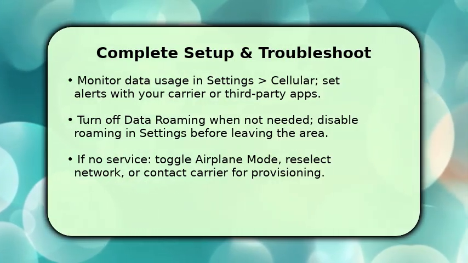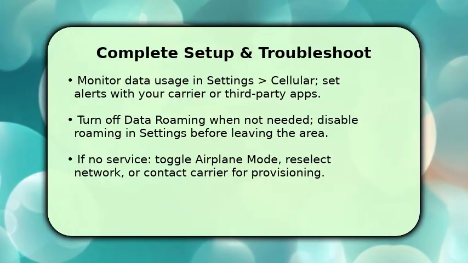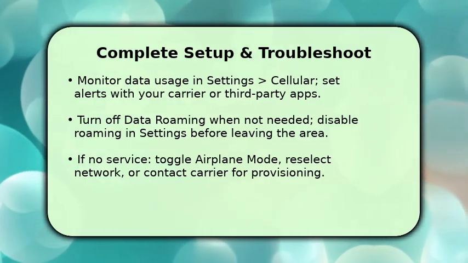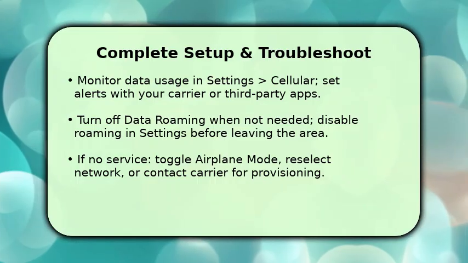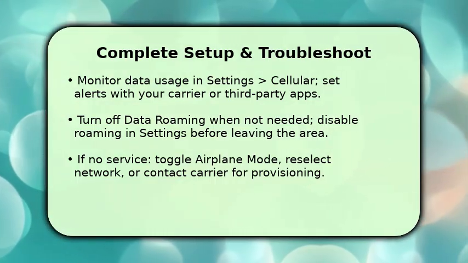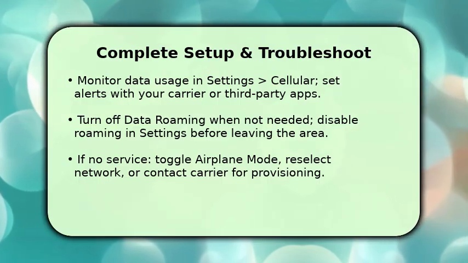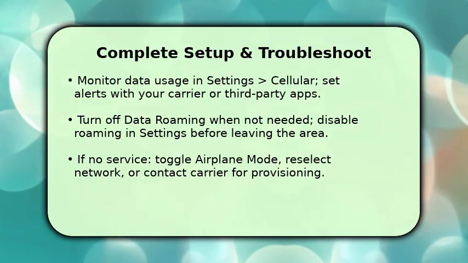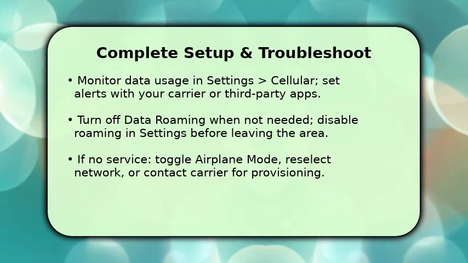If you encounter problems, try this quick fix. Toggle airplane mode for 10 seconds, then reselect the network manually. If that fails, reinstall the eSIM or contact your carrier to confirm roaming provisioning. Make sure to document times and error messages if you need support.